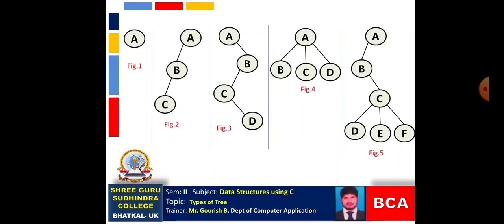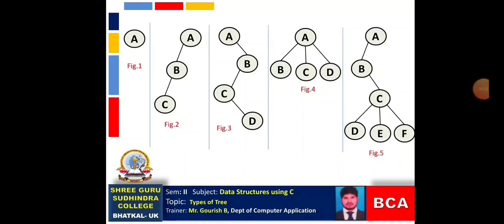Then what about figure 4? Is it a binary tree? No, this is not a binary tree. See, node A is having 3 children. So that is the reason it is not a binary tree.